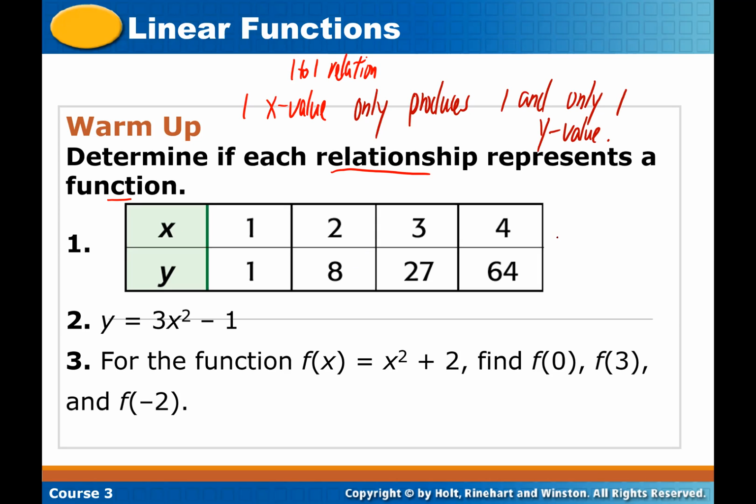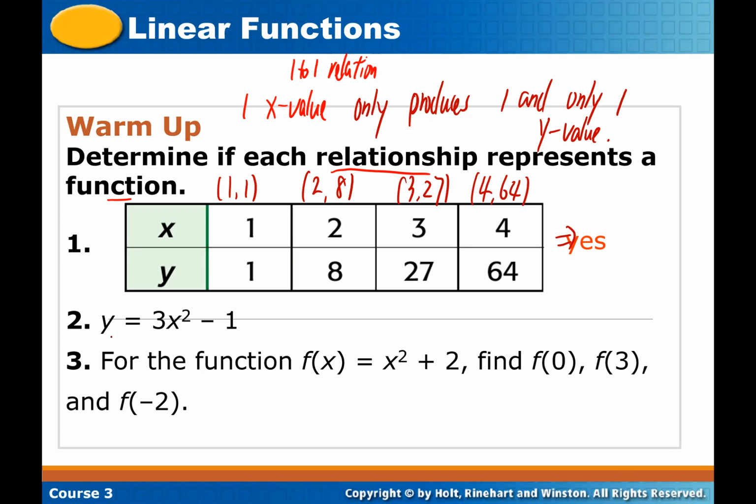So the first one is a function, right? So this one, yes, it's a function, because it's one-to-one relation. You can also write it as ordered pairs: 1, 1, right? 2, 8, 3, 27, and 4, 64. So one x produces one and only one y value.